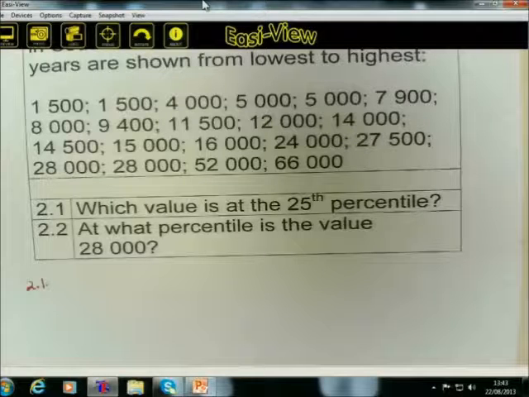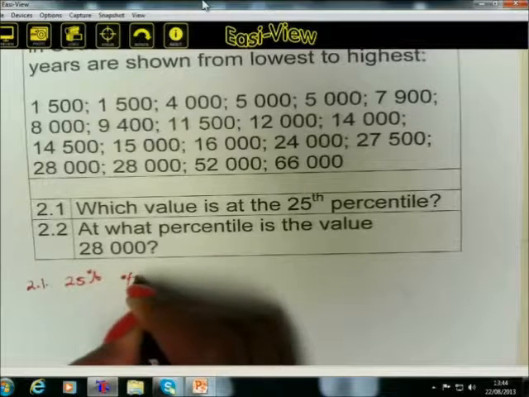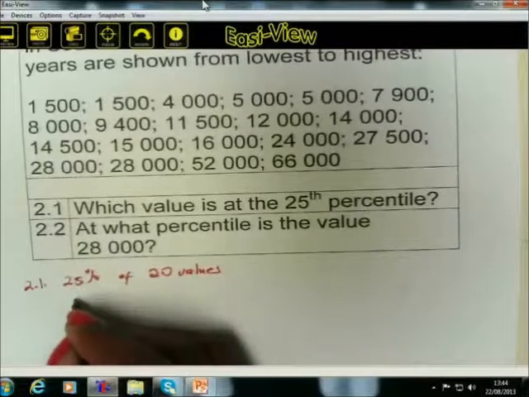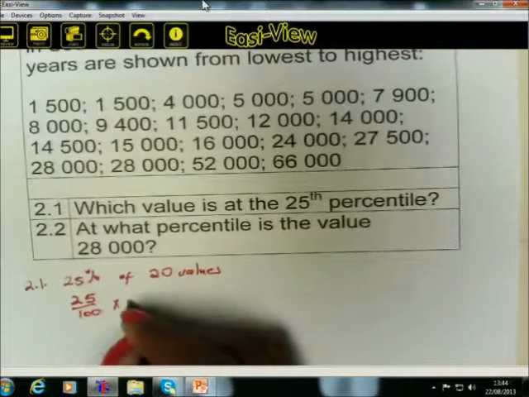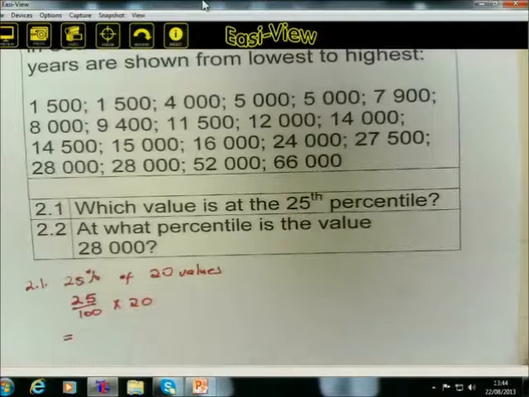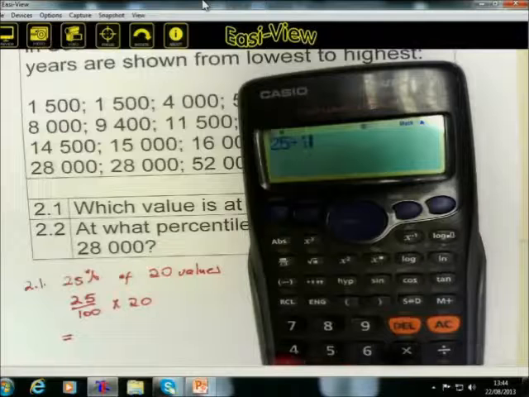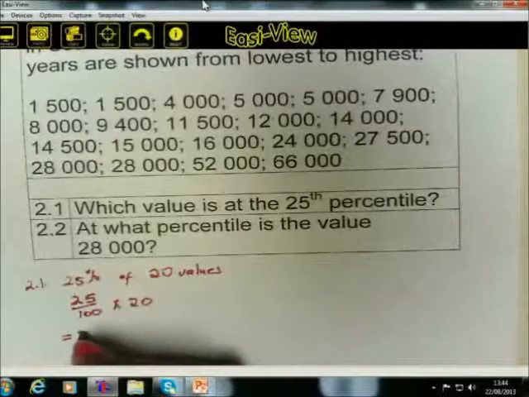Remember, we have how many values? If you count those values that we have, 20 values. It means we must look for 25% of 20 values. Calculating that as 25 over 100 multiplied by 20, we can check that in our calculators: 25 divided by 100 multiplied by 20 will give us 5. The answer here is 5.